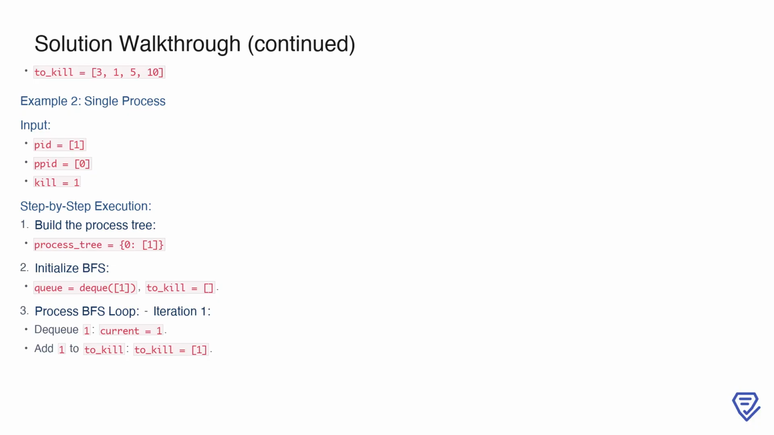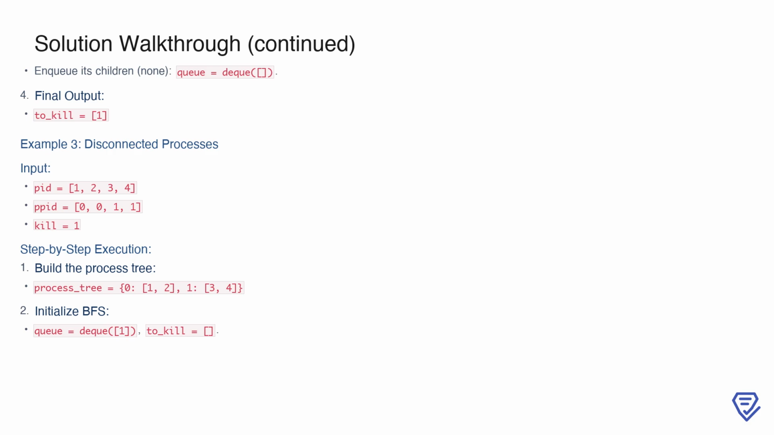Next, we initialize the BFS with the queue containing 1 and an empty to_kill list. In the BFS loop for this case, we dequeue 1, add it to to_kill, and check for children. Since 1 has no children, the queue becomes empty after this iteration. The final result is to_kill equals 1, which means only process 1 gets terminated.